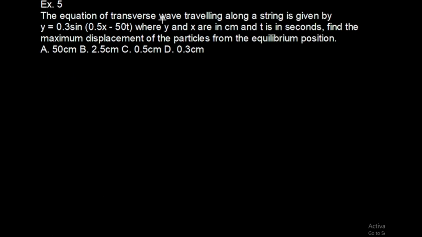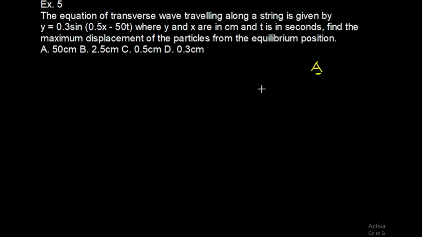It says the equation of transverse wave traveling along a string is given by y equals 0.3 sine (0.5x minus 50t), where y and x are in cm and t is in seconds. They say find the maximum displacement of the particles from equilibrium position. The maximum displacement of the particles from equilibrium position is simply the amplitude. Remember our definition for amplitude. So basically they're asking us here to calculate the amplitude.